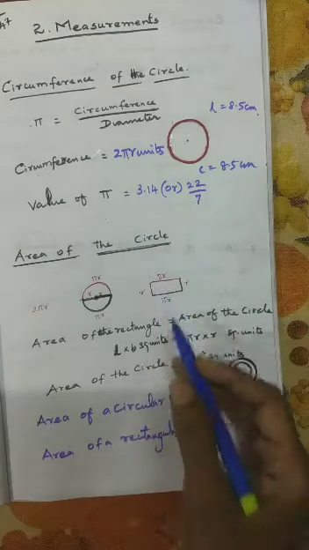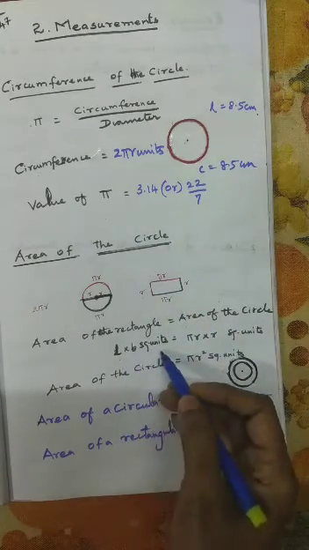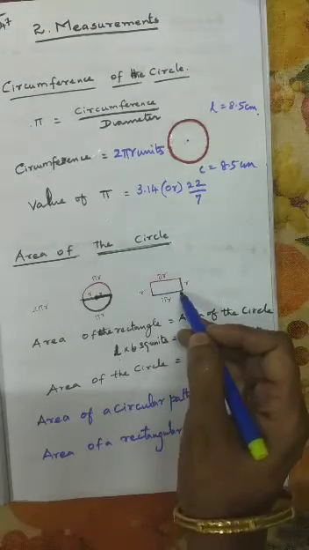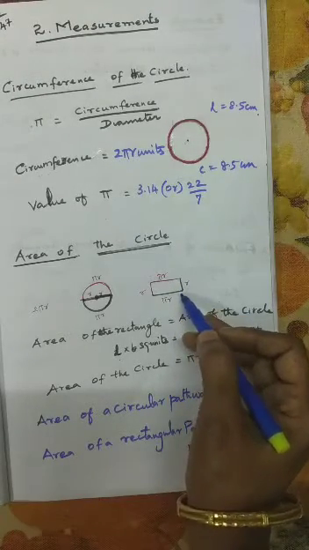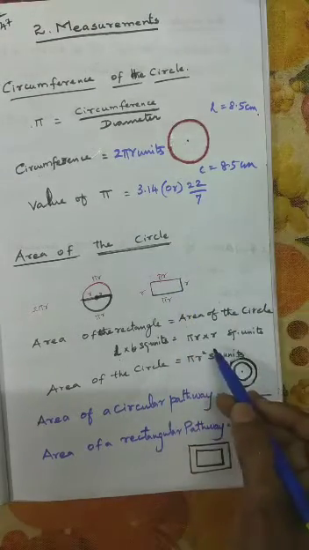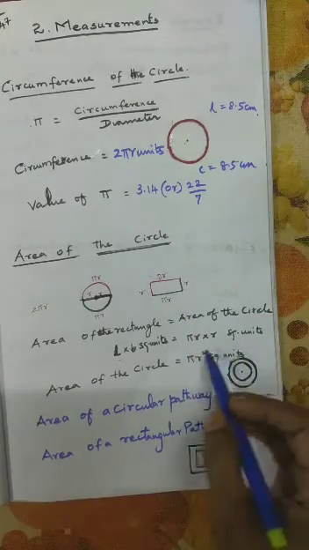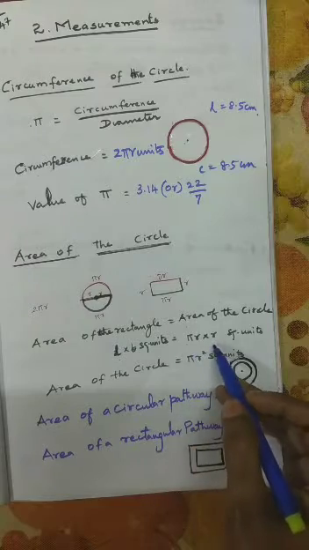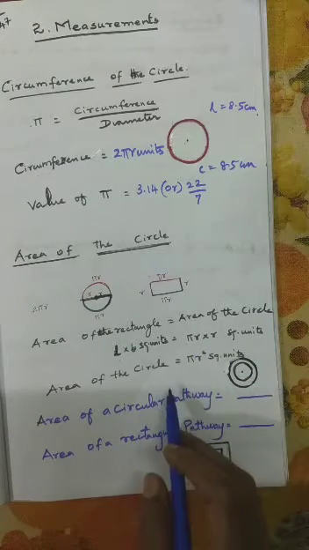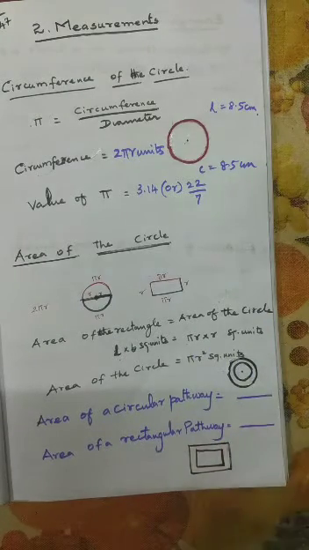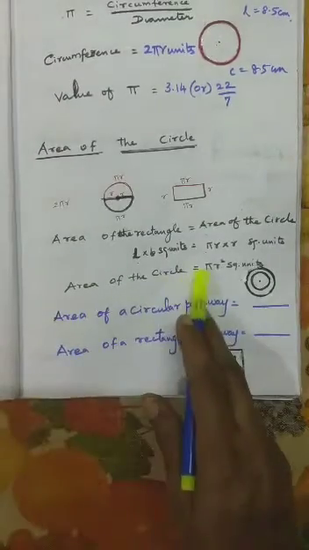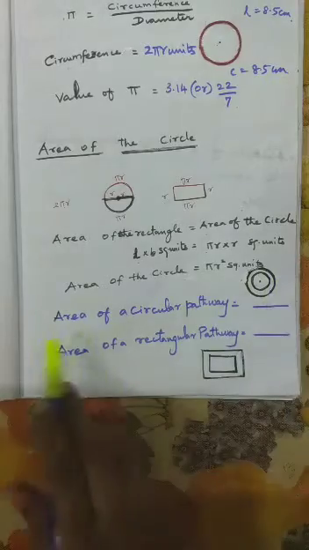Area of rectangle we know. What is the formula? L into B square units. Here L is pi r, and B, breadth, is R. So pi r into R square units, that is equal to pi r square units. So area of a circle is equal to pi r square units.